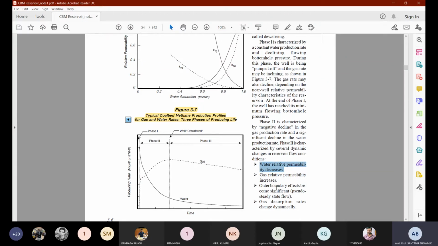Okay, and the fourth point, as you can see, the gas desorption rate changes dynamically. You can see the gas desorption rate is increasing, more and more, because the pressure is going to reduce. You all have the idea about the partial pressure concept.